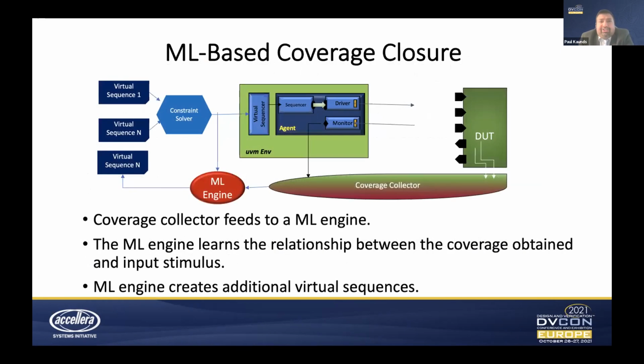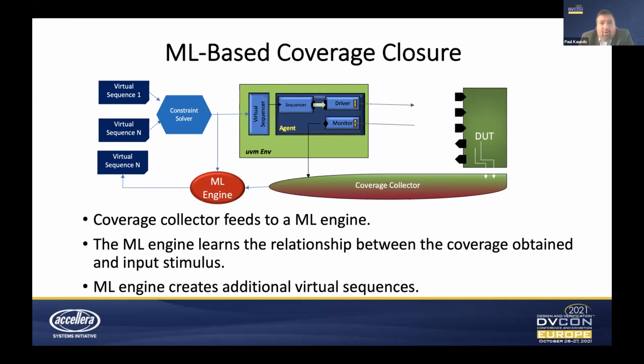This is a very good slide where everything is clearly put. Here you can see there's virtual sequence 1 to virtual sequence n, and there's a constraint solver. And then there is a virtual sequencer, and this is a normal UVM environment. I think every one of us knows the agent and then the DUT. And from the UVM environment, you have the standard components we have always used: sequencer, driver, monitor, virtual sequencer, tests, environments.